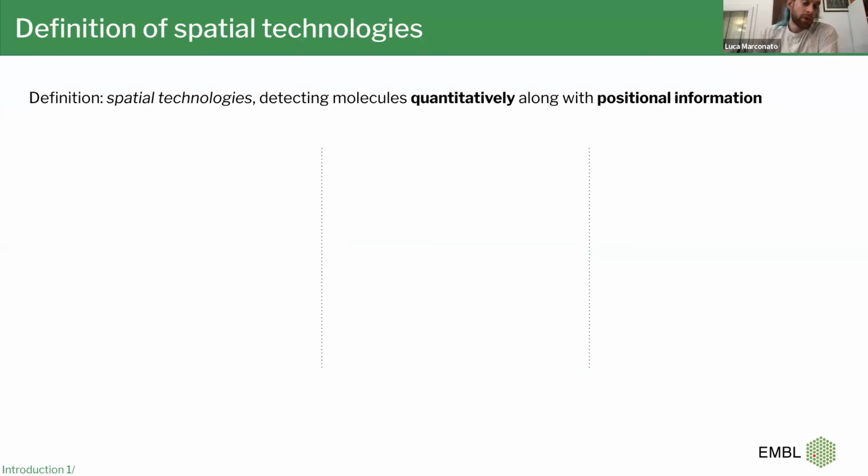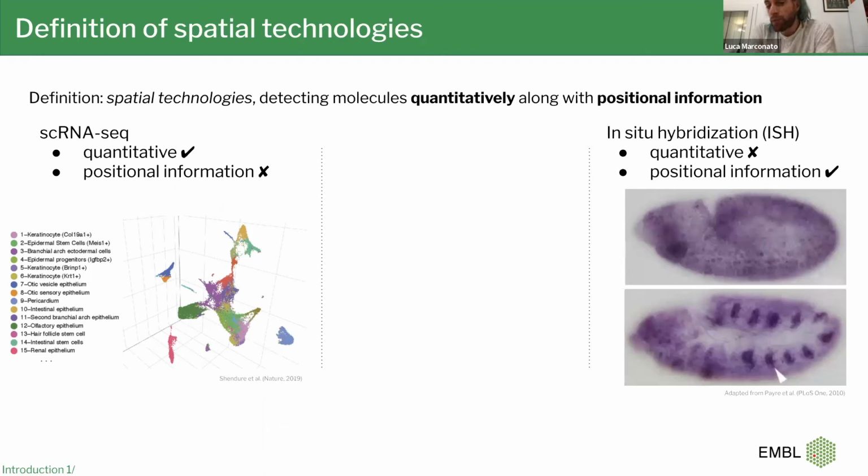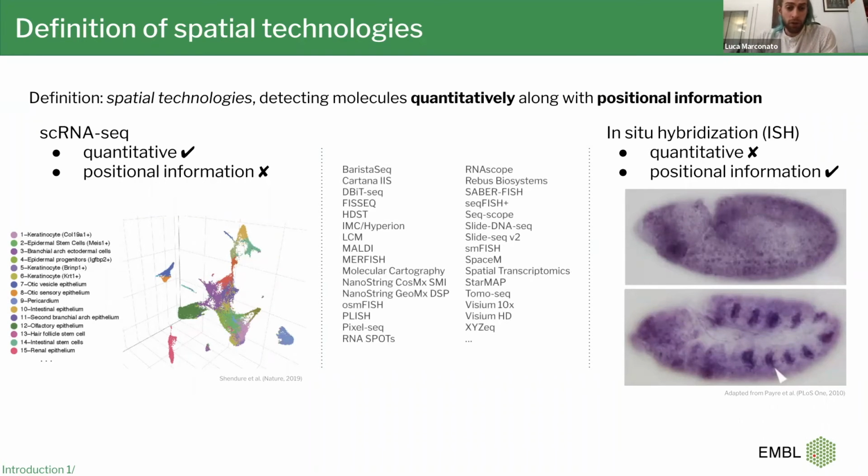The formal definition of a spatial technology is an experimental technique that allows for the simultaneous detection of quantitative information along with positional information. An example of a technique that is not a spatial technology is single-cell RNA-seq, because it doesn't give any positional information once the tissue is dissociated. On the other end of the spectrum, to be very strict, in situ hybridization with bright field microscopy is not a spatial technology because it's not quantitative. It's difficult to compare numbers in a well-defined way between different areas of the same sample, or even worse, different samples. So in between is a long list of spatial methods.